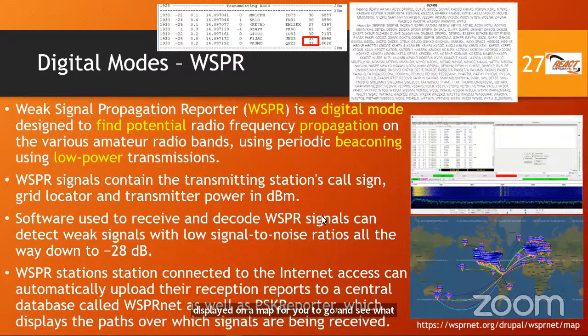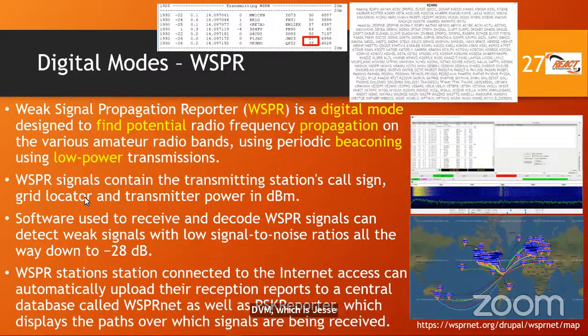All right, so just some additional information about what WHISPER is. It contains the transmitting signal of the station that is broadcasting, as well as what is called a grid locator. Each location on the earth has a combination of letters and numbers, and they call that a grid locator. And of course, the signal strength will also be known by the receiver, and it is displayed in dBm, which is decibel in reference to a milliwatt.